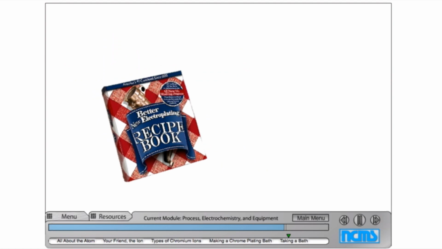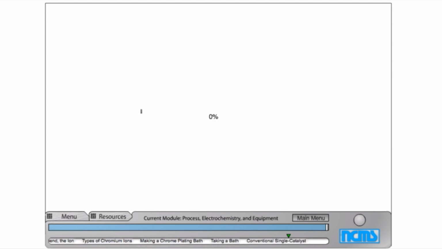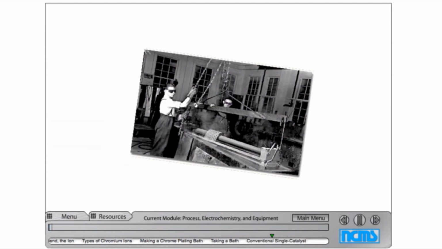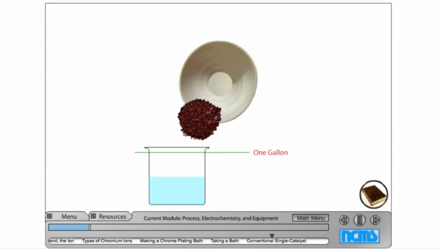So let's talk about the 3 most popular types of plating baths according to the catalysts each use. The conventional single catalyst plating bath dates back to the 1920s, and it's still the most widely used today. It's very affordable and doesn't require a lot of maintenance or attention. This bath uses an ion of the element sulfur as a catalyst, in the form of sulfuric acid.